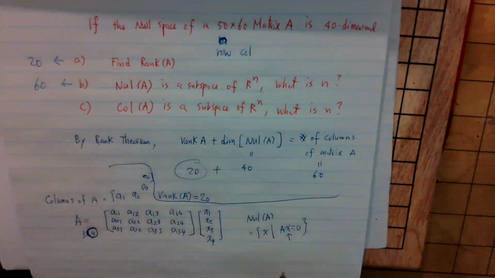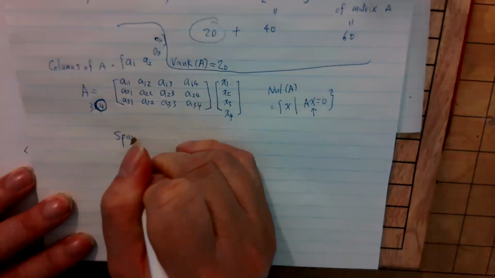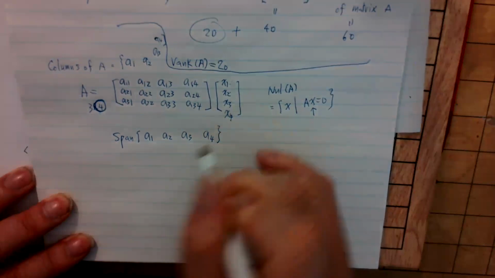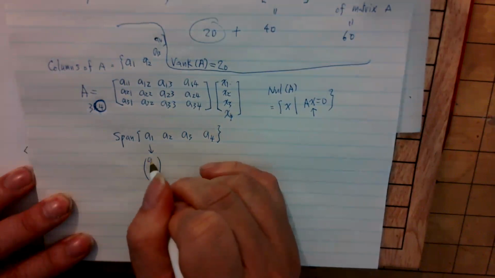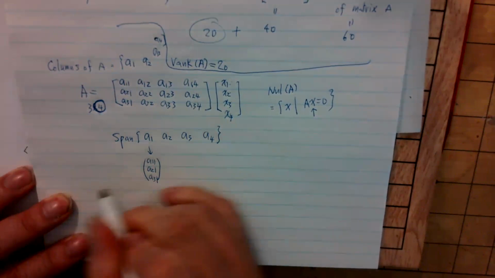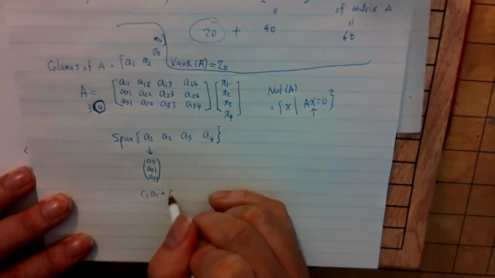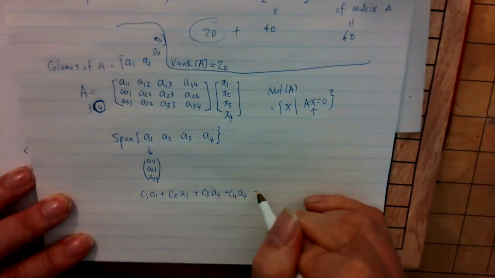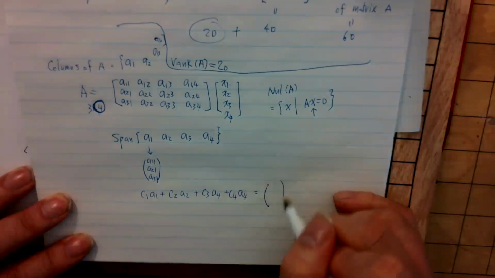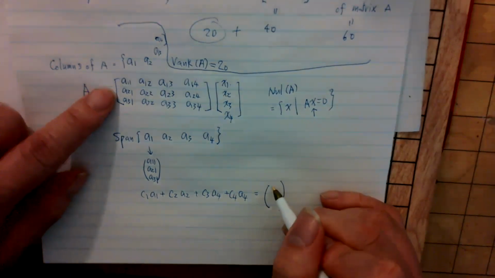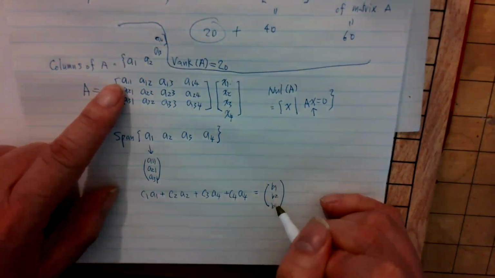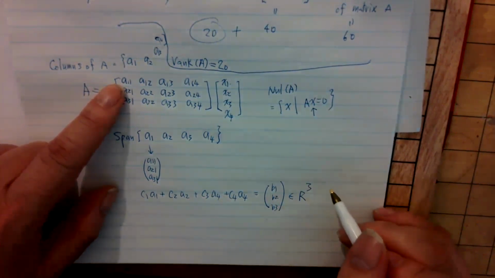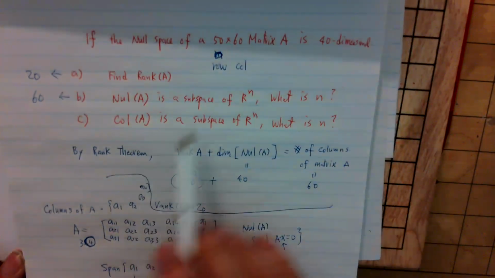Now, what is the column space of A? Well, the column space of A is spanned by a1, a2, a3, a4. But here, each one has three entries. So after a linear combination c1 a1, c2 a2, c3 a3, and c4 a4, you will end up with a vector in b1, b2, b3. It's in R^3. So this follows the number of rows of matrix A. For this matrix, the row number is 50.